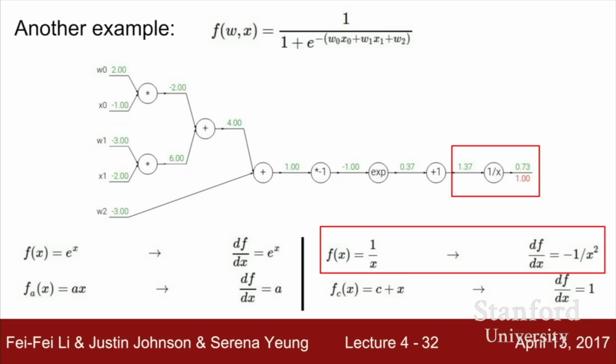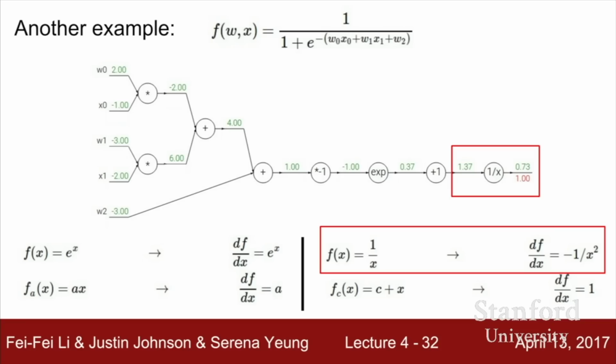Okay, so now when we're going to do backprop through here, right? So again, we're going to start at the very end of the graph. And so here again, the gradient of the output with respect to the last variable is just 1. It's just trivial. And so now moving backwards one step, right? So what's the gradient with respect to the input just before 1 over x?